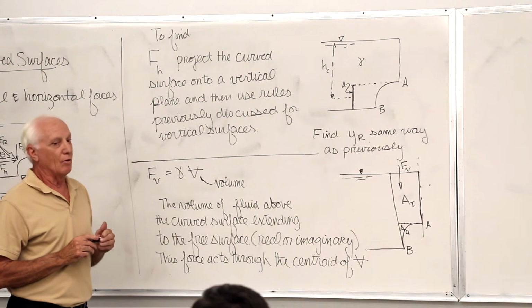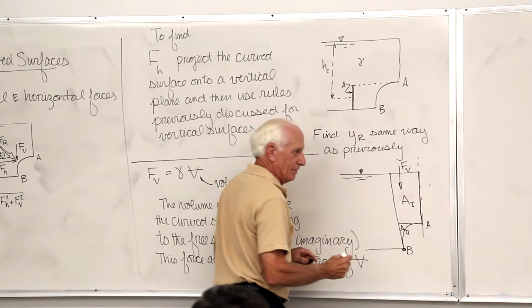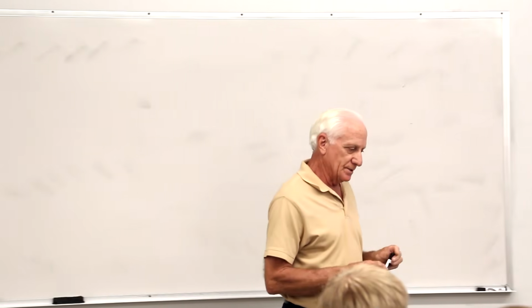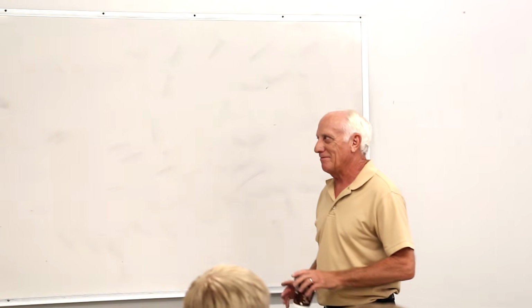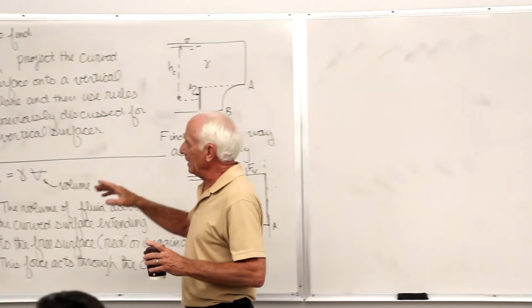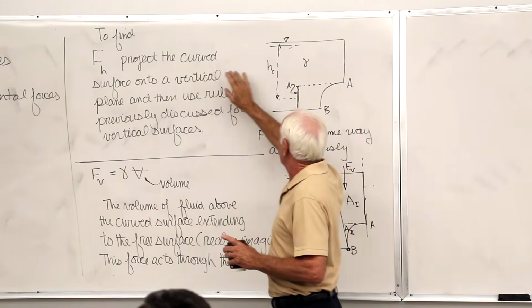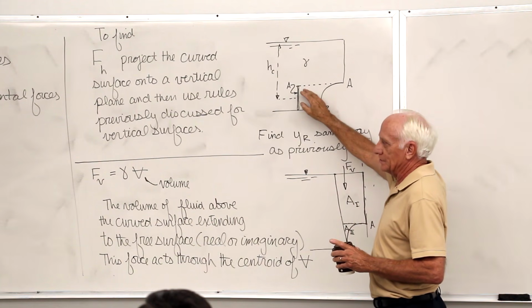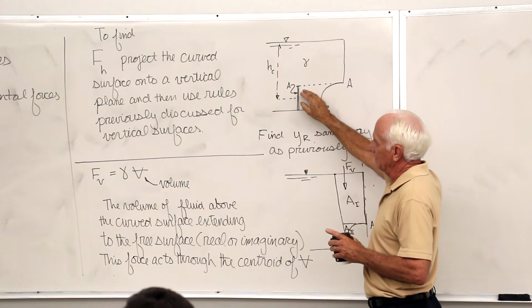Is it important? Oh yeah. If this is a gate with a hinge, is the gate going to rotate clockwise, counterclockwise, or stay in place? You have to know those distances to some moments. Okay, so now we have 4 things here with curved surfaces. First of all, we break it down into vertical and horizontal. Horizontal, project the curved surface onto a vertical plane and treat it just like you did a vertical surface in pages past in chapter 2.